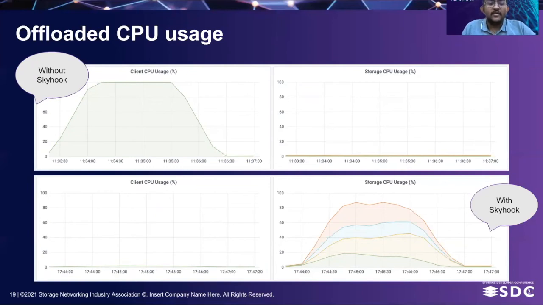But with Skyhook, what we did is that we offloaded the CPU usage from the client to the storage layer, and immediately the client side got much relieved, while the CPU usage got nicely distributed between the 4 storage nodes that we had. We also found out that there was a significant latency improvement on offloading with Skyhook in cases of higher selectivities, like 1% or 10% of the rows.